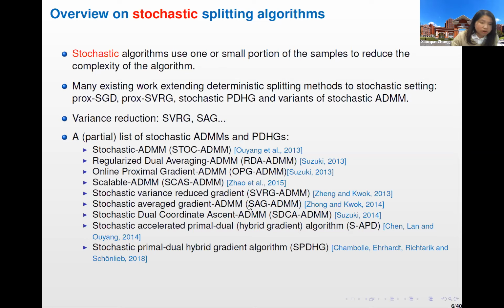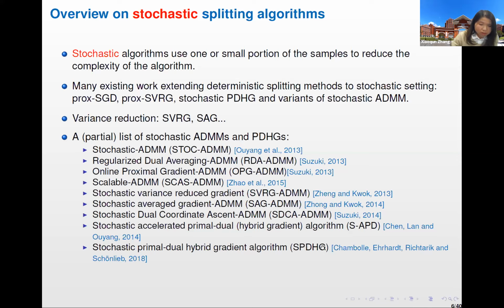Many variants of ADMM are actually proposed in the setting of machine learning, and as far as we know, there are only a few of them applied in imaging. This is also one motivation why we are interested in investigating the stochastic extension of splitting methods for imaging particularly. There are two of them based on PDHG: the stochastic accelerated primal method, and another one, this stochastic PDHG.